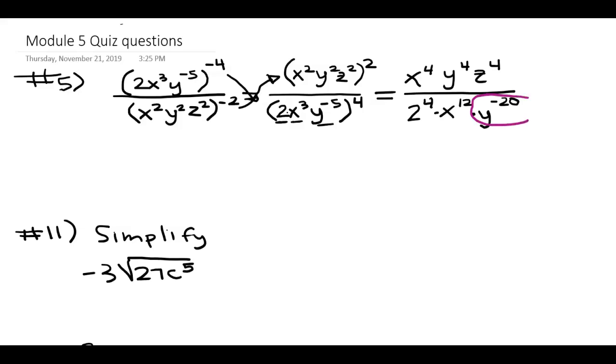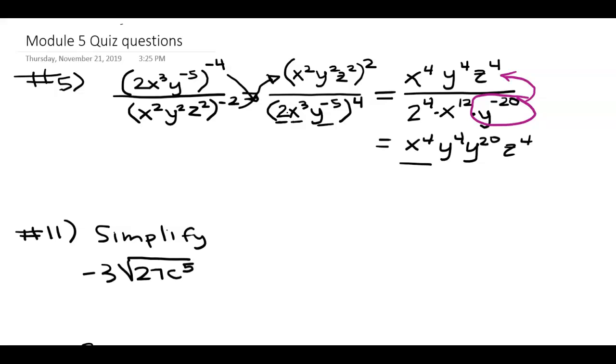Now, we still have an unhappy y downstairs, so this y definitely wants to move upstairs to be happy. So I'm going to move this guy and just that one upstairs. So when I do that, then I get x to the fourth, y to the fourth, and then I'm going to put this y to the positive 20th now upstairs. Remember, it was negative downstairs. It was unhappy. We're going to move it upstairs to make it positive and happy. And then z to the fourth.